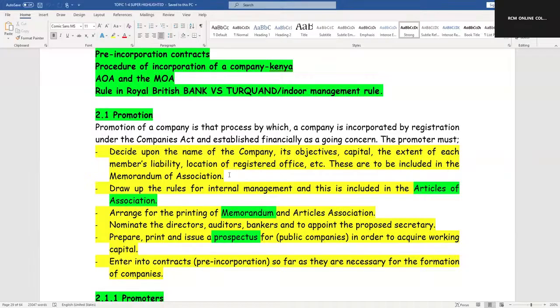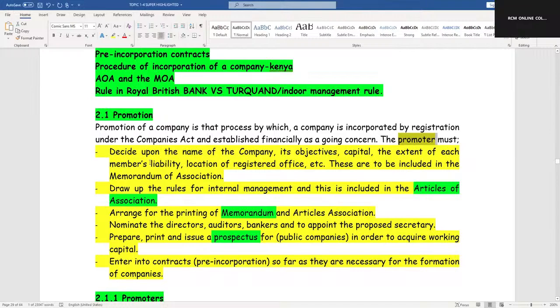So when you talk about promotion, it is that process of setting up or forming a company to exist for the foreseeable future, or to exist as a going concern. Who is this person who undertakes this process? We normally refer to him under the law as the promoter of the company. The person who undertakes all this process of forming a company, we refer to him as the promoter of the company. This promoter will undertake a number of duties or procedures to ensure that the company has actually been formed.